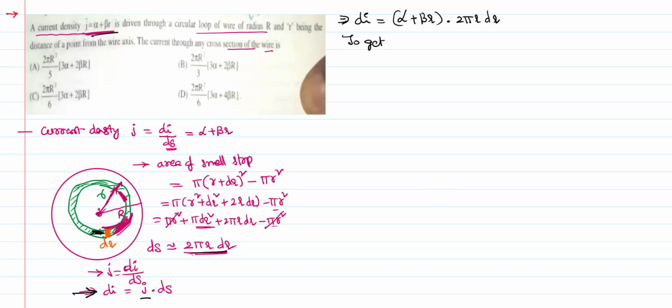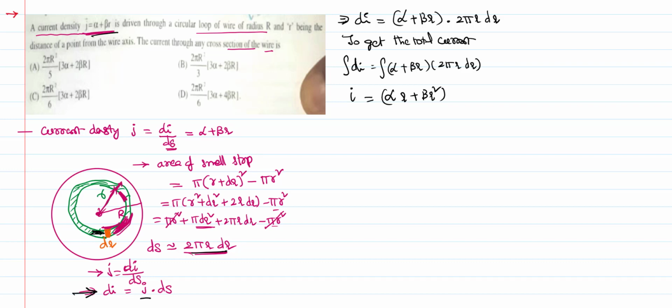So, to get the total current, we shall integrate the equation. Integral of dI is equal to integral of (alpha plus beta r) times 2 pi r dr. Now the integral of dI is equal to I, and that's what our intention is to calculate. You can write this by multiplying with r: alpha r plus beta r square, and 2 pi dr. That's a simplification. If you simplify this further, I is equal to, I can take 2 pi out, integral of alpha r dr plus beta r square dr. I have just redistributed these terms.